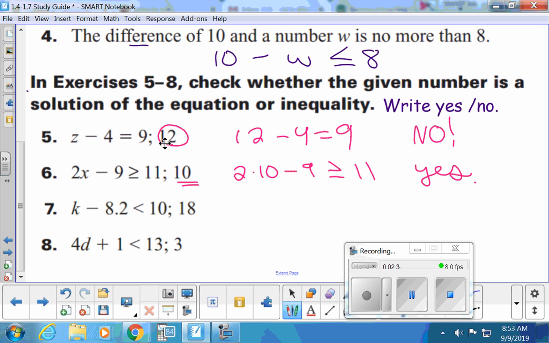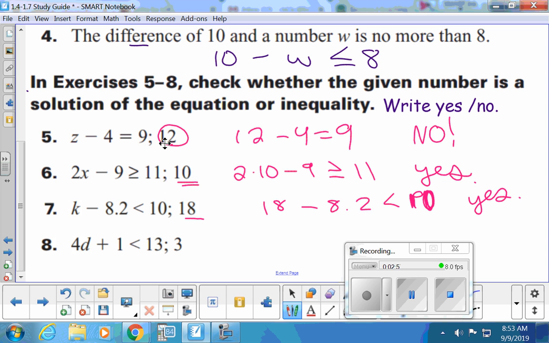Number 7, we're going to put that 18 in as our test value. 18 minus 8.2, is that going to be less than 10? Oh, it was supposed to be a 10. Is it going to be less than 10? Yes, I believe it's going to be like 9.8, isn't it? Yeah, so yes, it works.